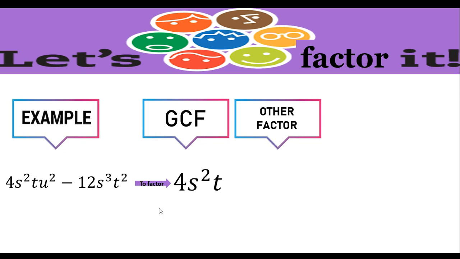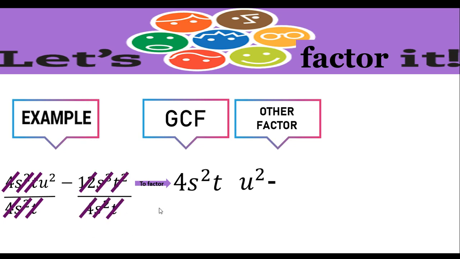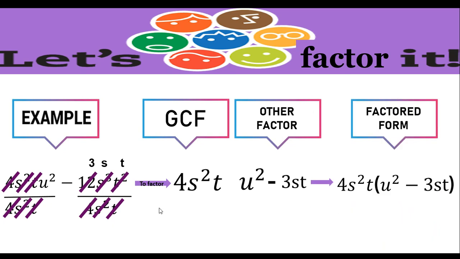And to get the other factor, simply divide by the GCF. So the first term divided by the GCF, the answer is u squared, minus the second term divided by the GCF, the answer is 3st. And in factored form, this is the answer.